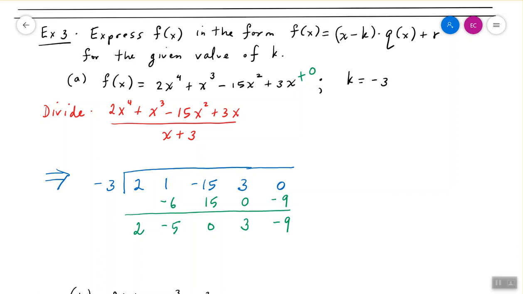Do you remember what that negative 9 is called? It's the remainder. And the numbers 2, negative 5, 0, and 3 represent the coefficients in the quotient.